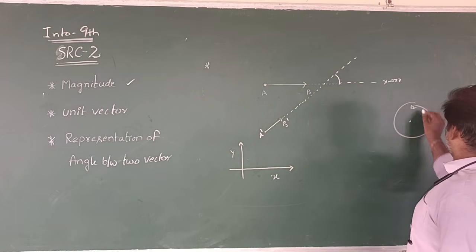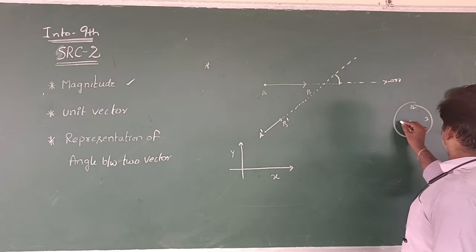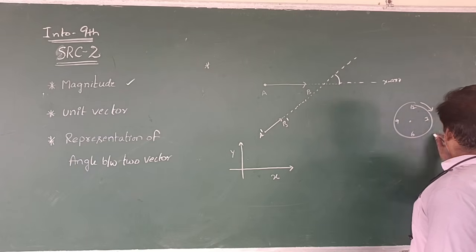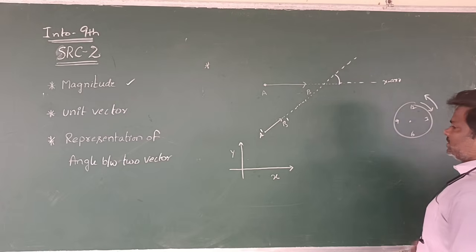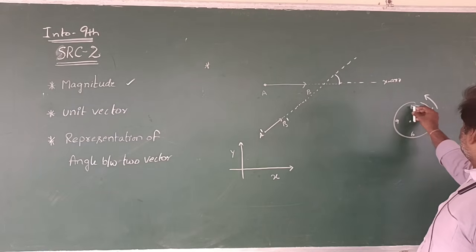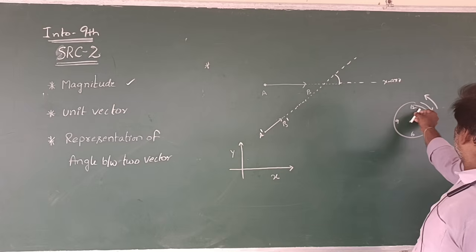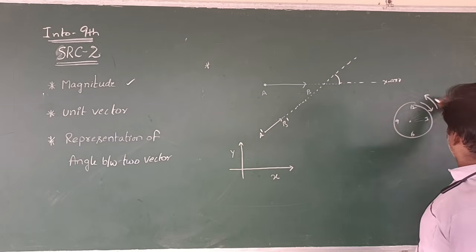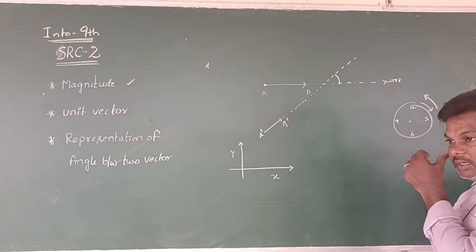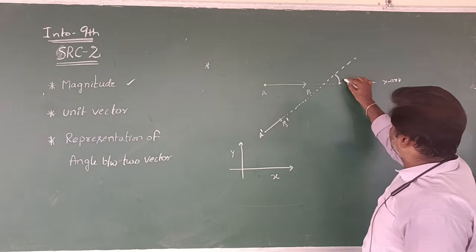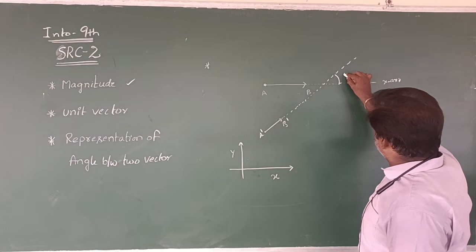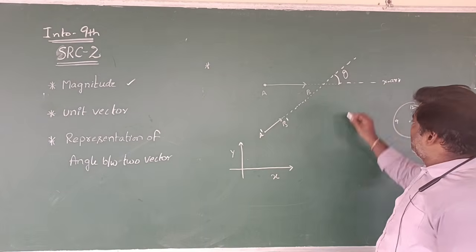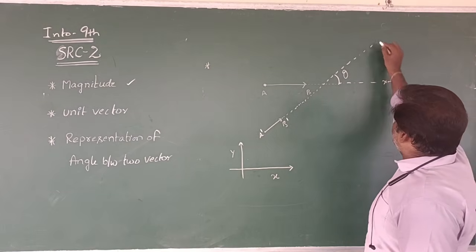Think of a clock: 12, 6, 3, and 9. This direction is clockwise, and this direction is anti-clockwise. The motion of the seconds needle is in this direction. This is clockwise, and the opposite direction is anti-clockwise. So the angle is always represented in the anti-clockwise direction, and it is represented as theta. This is the direction. How much is it directed from the x-axis?